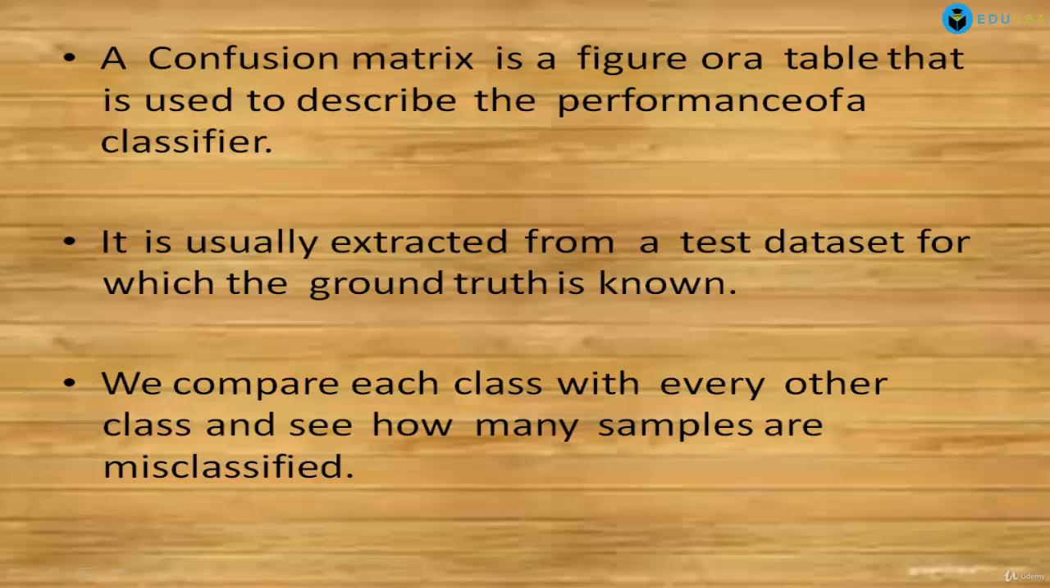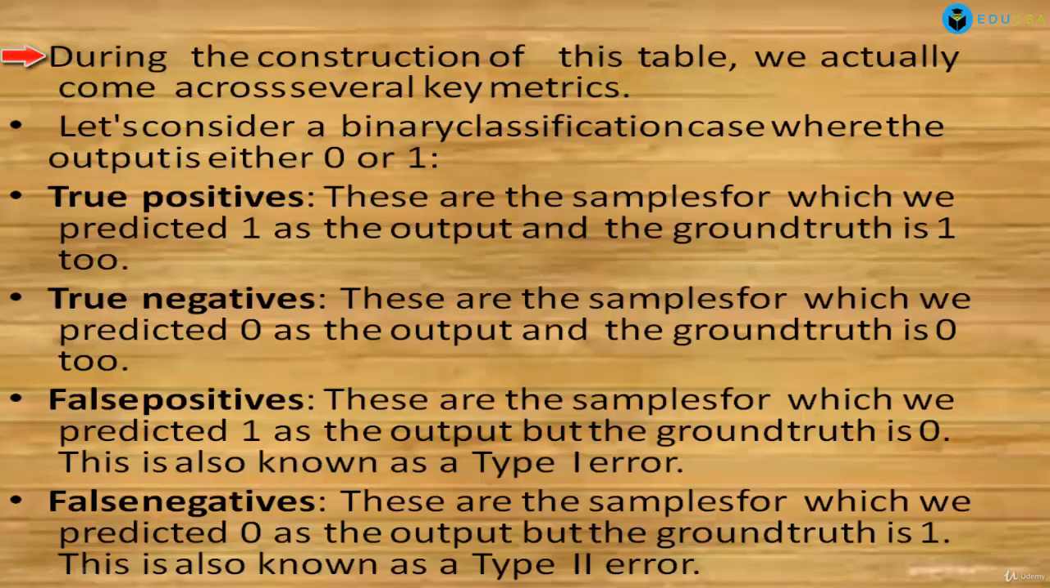Now we have different classes in our classifier, and we take each class and compare that class with every other class, and then we see how many samples are misclassified, that is, wrongly placed. So using a confusion matrix we can describe the performance, and the technique is comparing each class with other classes to get the output. During the construction of this table, we come across several key matrices, that is, those matrices which will be given as an input for comparing.